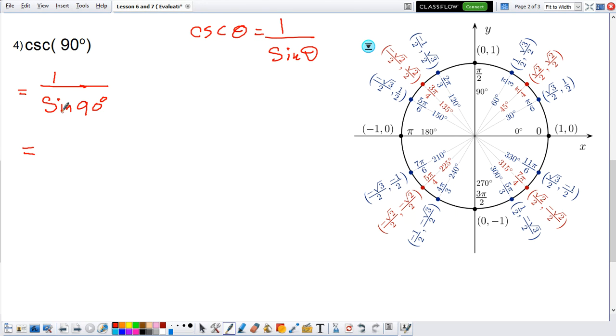So now let's see, what's the sine of 90 degrees? Here's 90. I want to look at the sine of it. So we look at the y value, which is 1. So now this becomes 1 over, and again, the sine of 90 degrees we found to be 1. So that becomes 1 over 1, which is just 1.